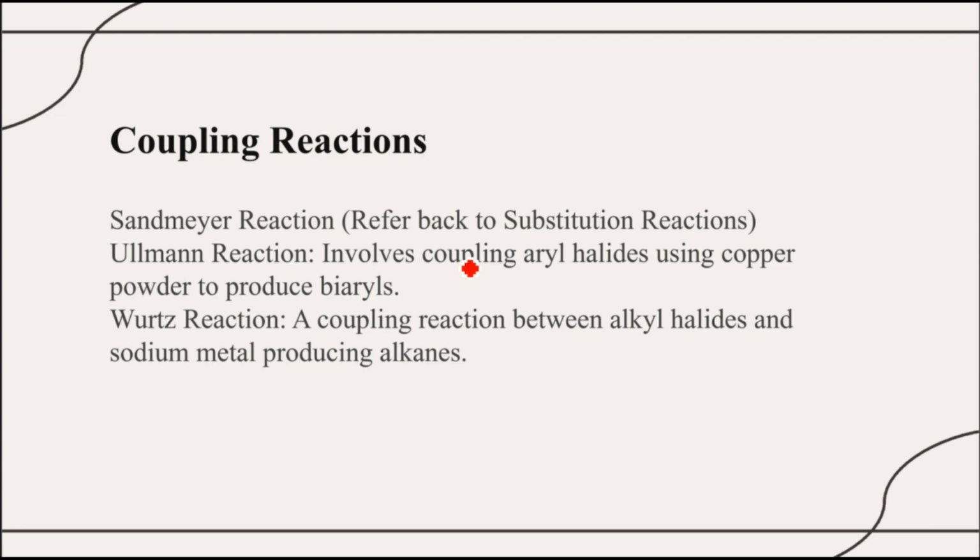Then the Ullmann reaction involves coupling aryl halides using copper powder. The limitations can also be asked, which are the harsh conditions. And the formation of organocopper, that mechanism part. Organocopper is an intermediate over here.